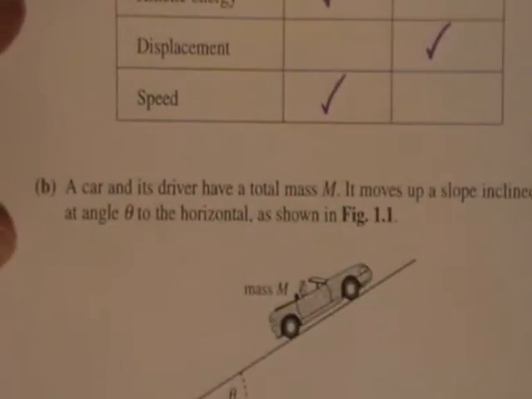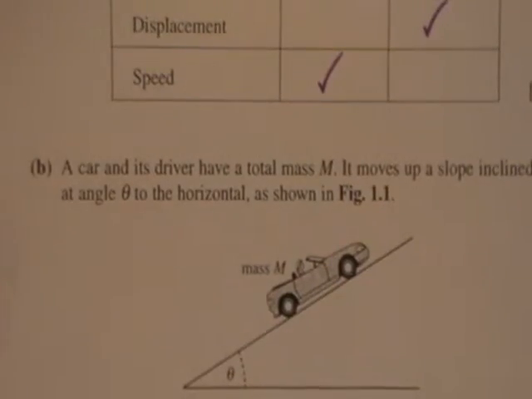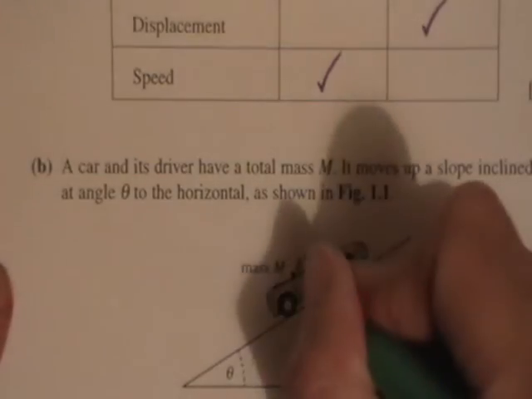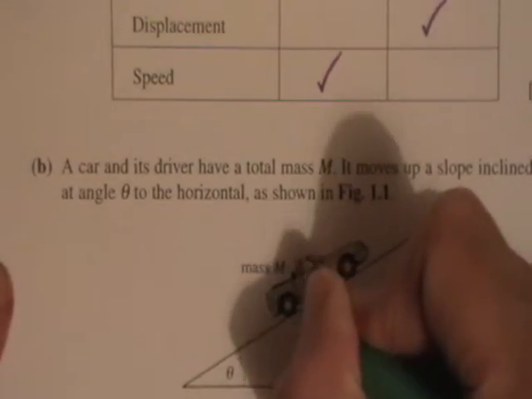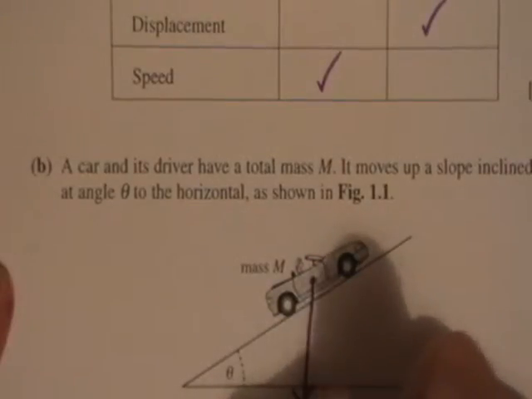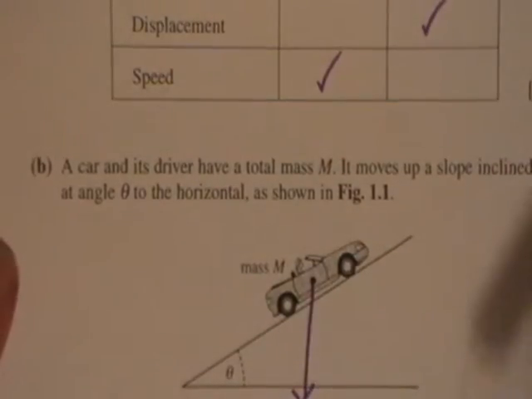Part B. A car and its driver have a total mass m. It moves up a slope inclined at angle theta to the horizontal as shown in figure 1.1. Write down expressions for the magnitudes of the components of the weight of the car and its driver normal and parallel to the slope. So the first thing we're going to put in here is a vector representing W or mg, big mg, the weight of the car.